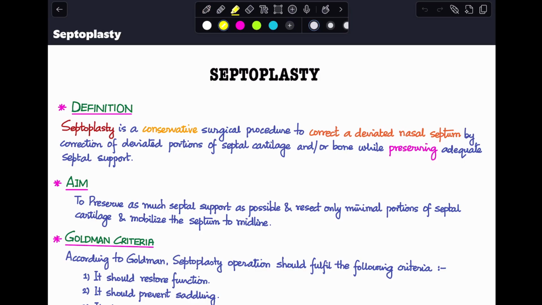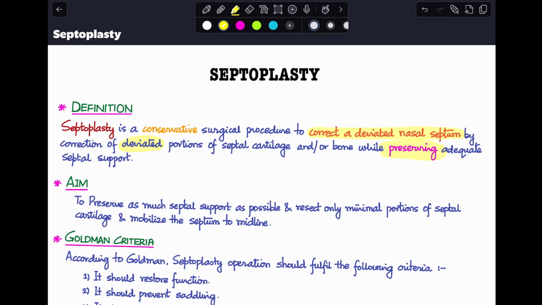Okay, so let's get started. What is septoplasty? So, septoplasty is this conservative surgical procedure which is used to correct a deviated nasal septum by correction of only the deviated portions of the septal cartilage and or bone while preserving adequate septal support.